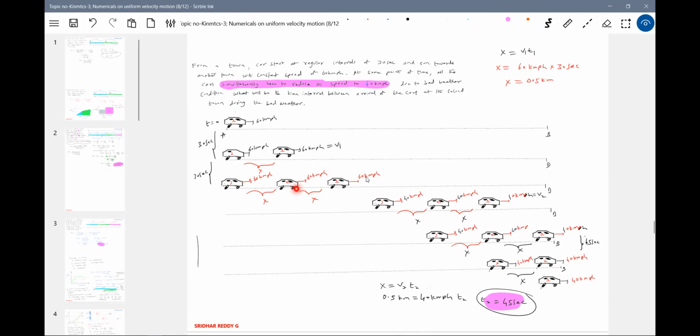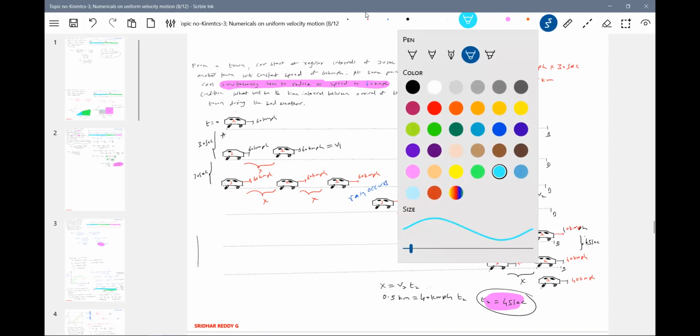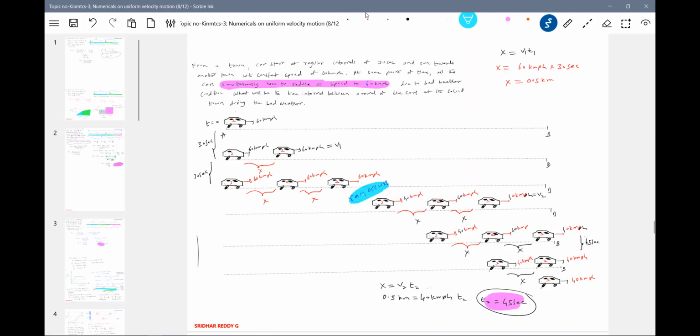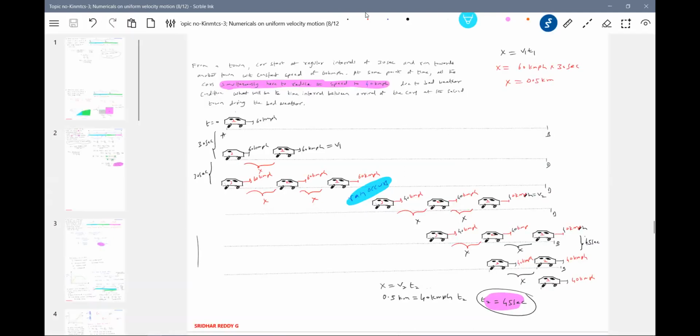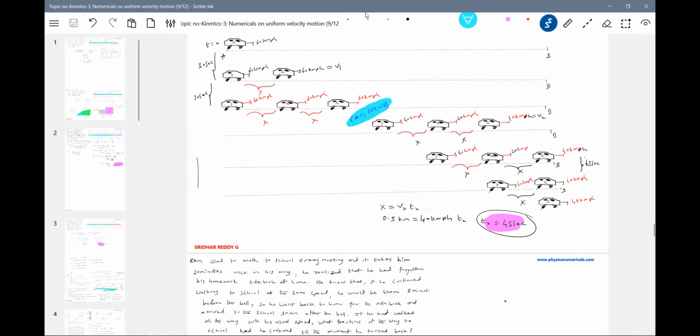Since all cars will change the speed simultaneously, even after raining, the distance between the cars will remain the same. So here some more rain occurs. I'll show blue color clouds. Here rain occurs, and because of that, they will decrease the speed.